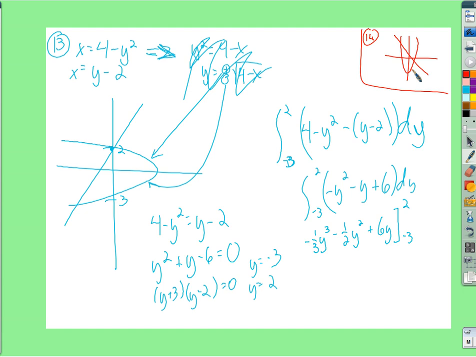So if you were looking at these two functions here, just treat it like normal, like we talked about: find these two points and integrate from here to here, that function minus that function. But if you're looking at this one, you're going to want to reorient yourself so that you're looking at functions of y instead of functions of x, and integrate on the y-axis rather than on the x-axis.